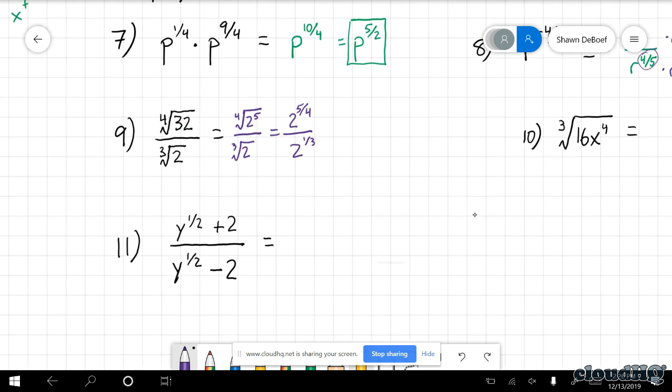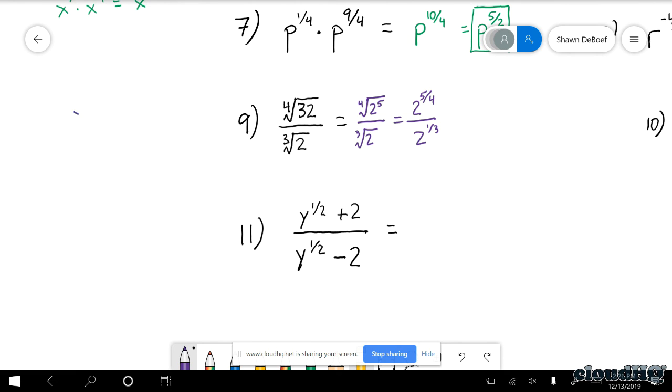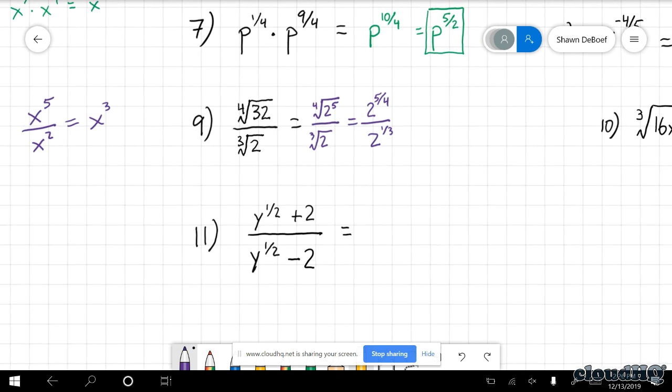Now to think about what to do here, let's think about a problem like this, something a little more basic that we've dealt with before. If I had x to the 5th over x to the 2nd, what did that simplify to? We would have x to the 3rd. Why? Well, we subtracted the exponents. 5 minus 2 gave us 3. That's what I'm going to have to do over here on number 9.